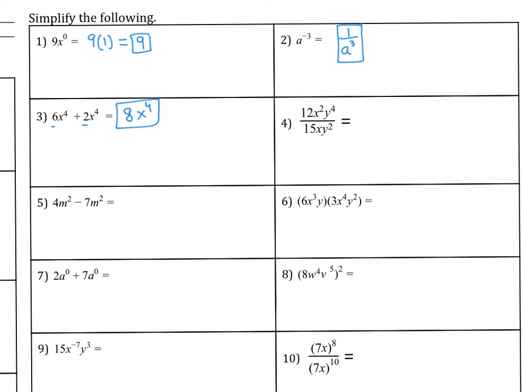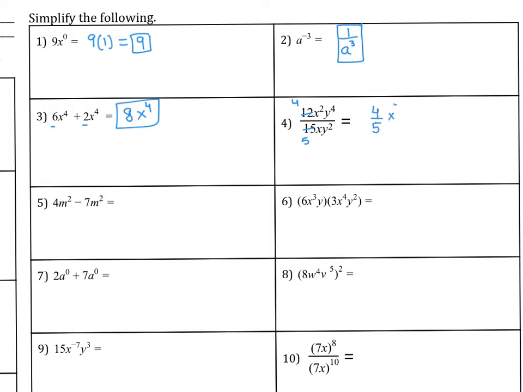For number 4, you're going to do it step by step. So first you're going to divide 12 by 15. So 12 and 15, they both go by 3. So 4 and 5. So 4 over 5.